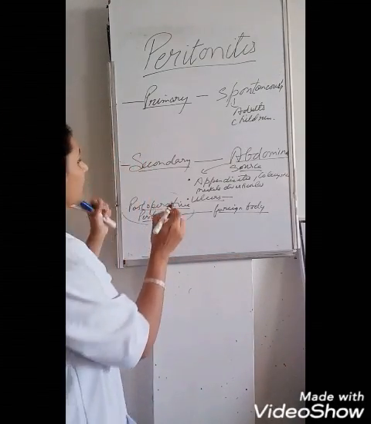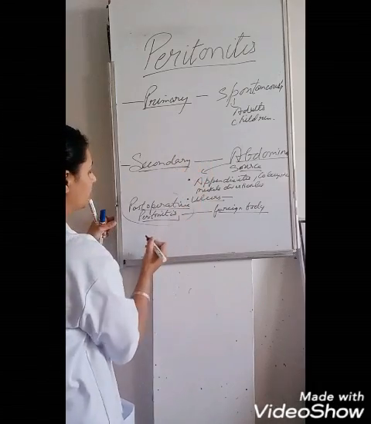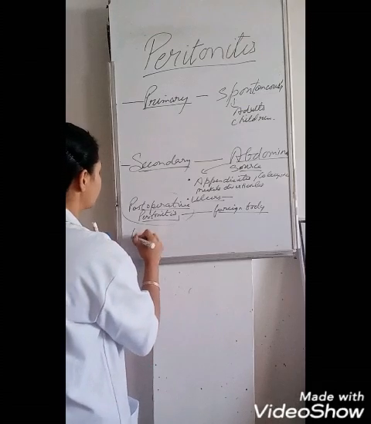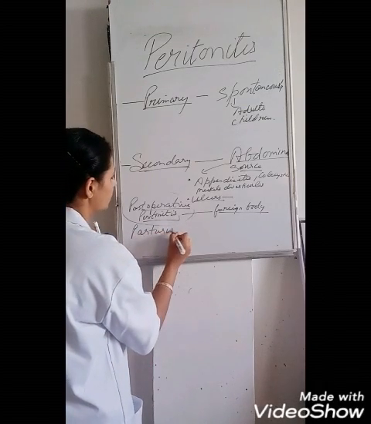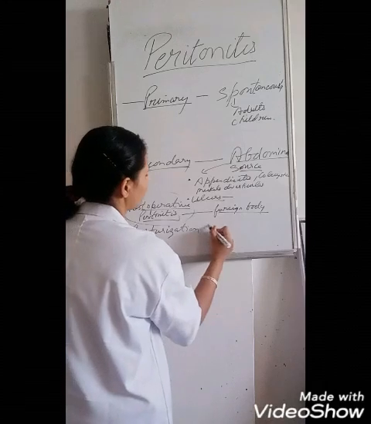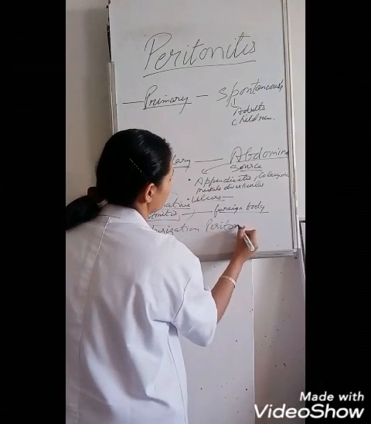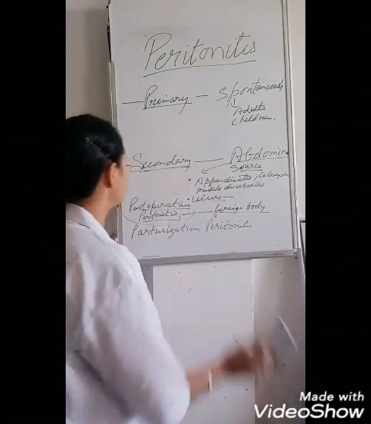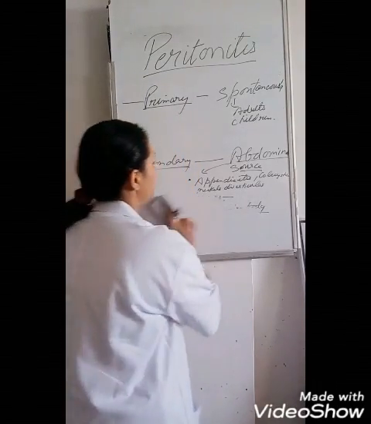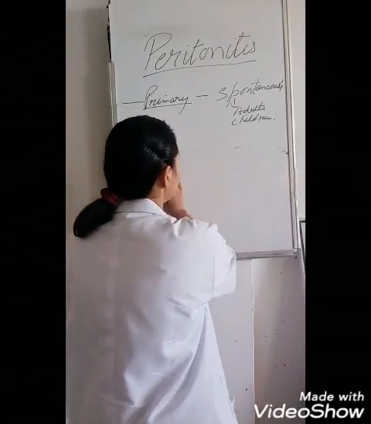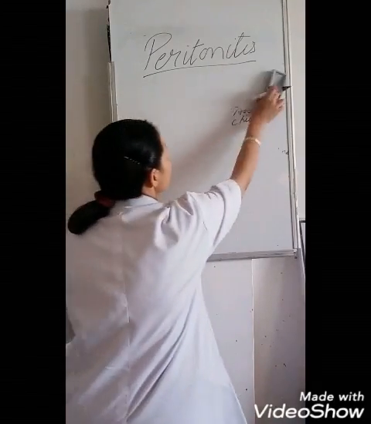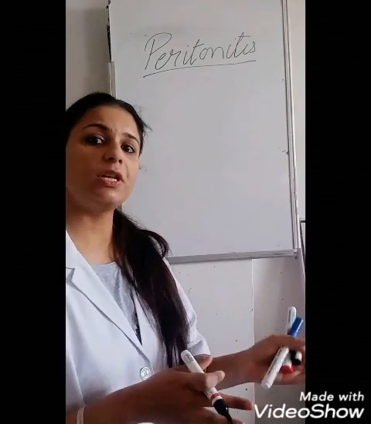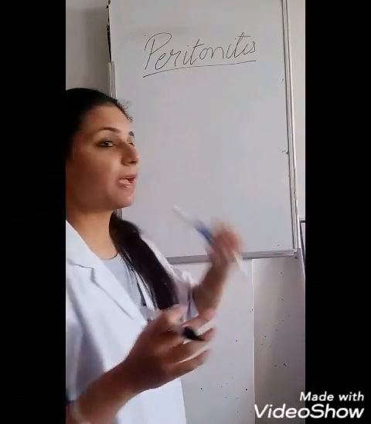Then this secondary peritonitis could be after the pregnancy or delivery. That is known as parturition peritonitis. That is after the delivery or the pregnancy. Then any intra-abdominal injuries in the abdomen can also trigger the peritonitis.